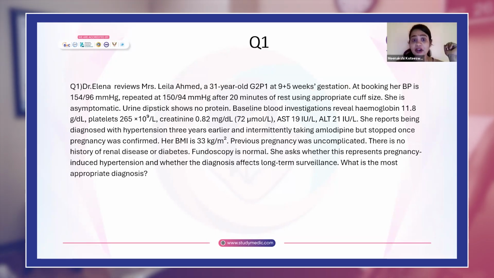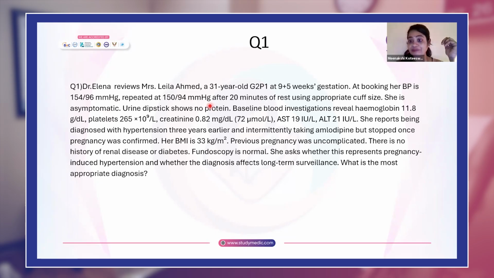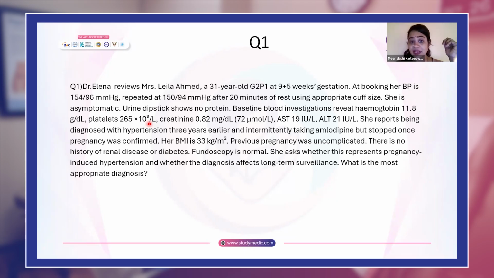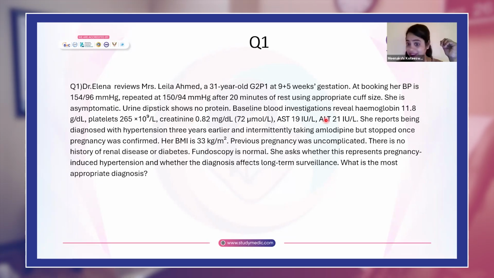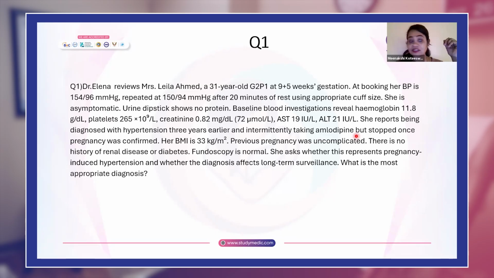At booking, her blood pressure is 154/96 millimeters of mercury, and repeated at 150/94 after 20 minutes of rest using appropriate cuff size. She is asymptomatic. Her urine dipstick shows no proteinuria. Baseline investigations show a hemoglobin of 11.8, platelets of 2.75 lakhs. Creatinine is within normal limits. ALT and AST are also within normal limits. She reports being diagnosed with hypertension 3 years earlier and intermittently taking amlodipine, but stopped once the pregnancy was confirmed. BMI is 33, previous pregnancies uncomplicated, there's no history of renal disease or diabetes, fundoscopy is normal.